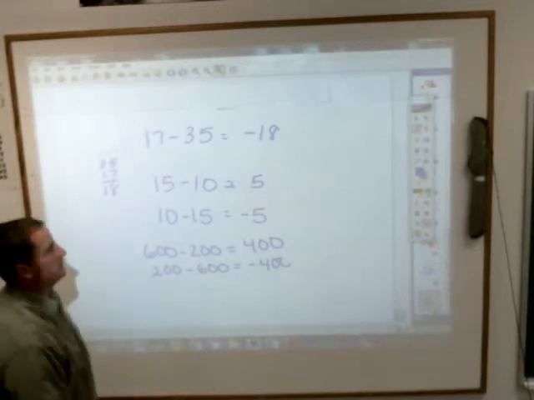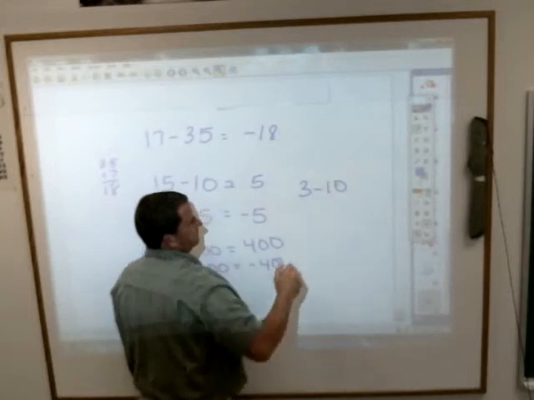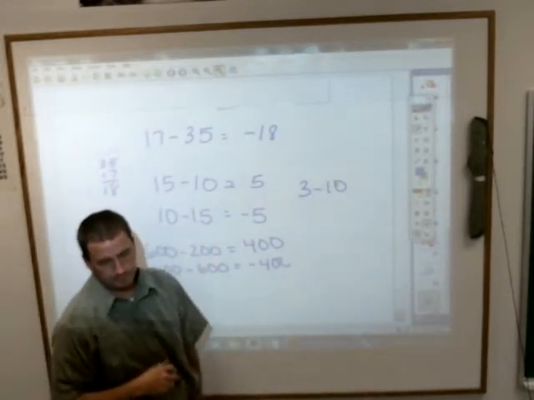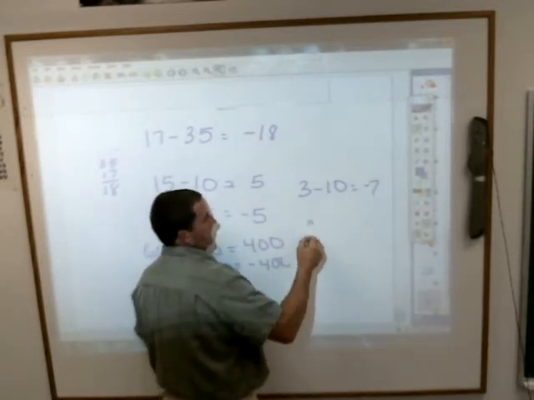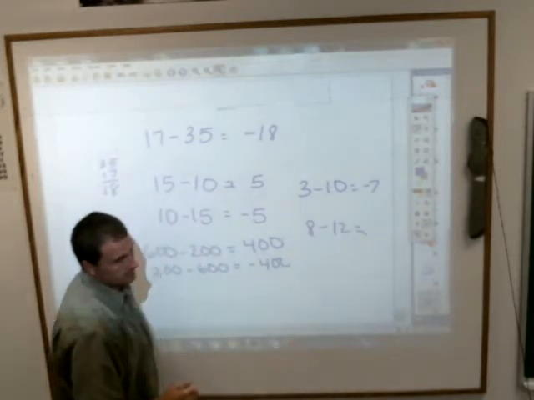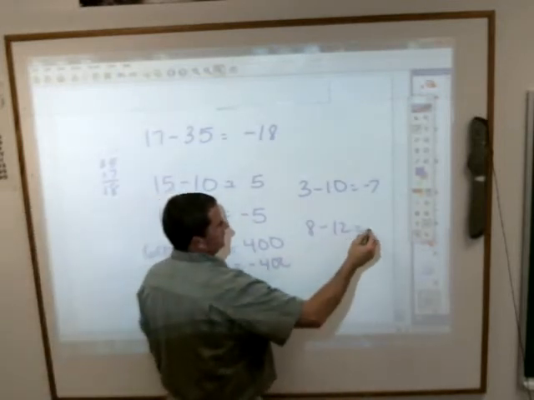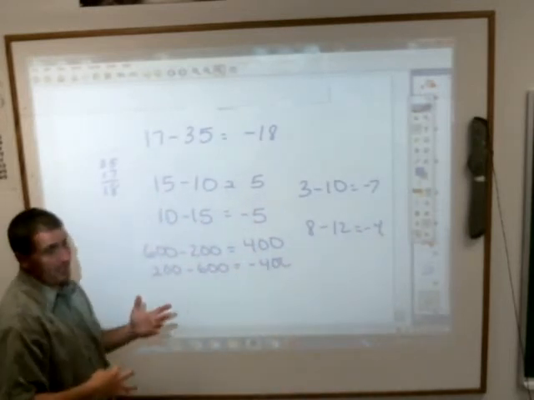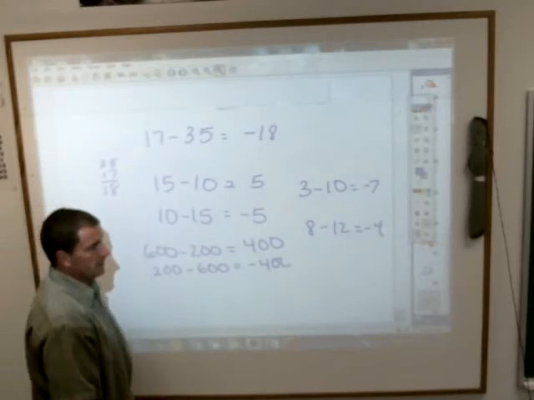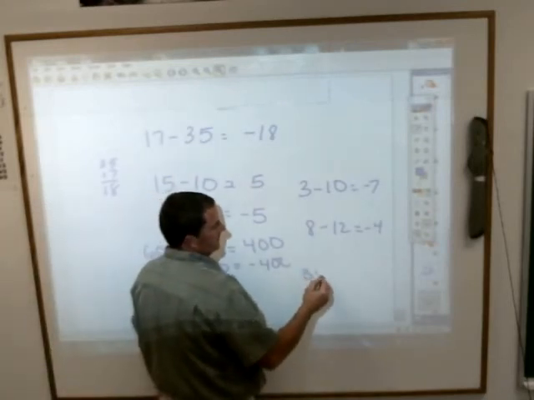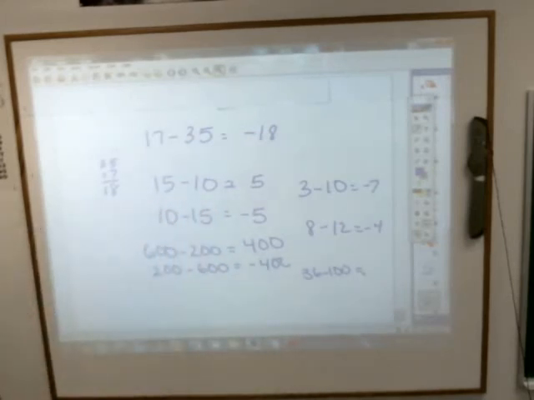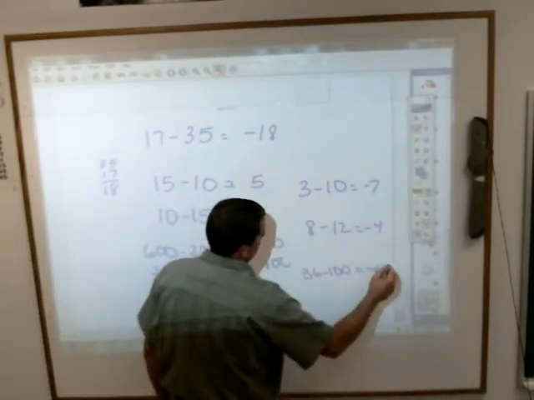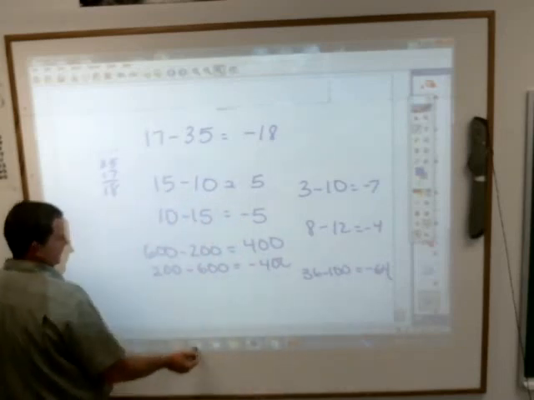Okay. So what about 3 minus 10? Caleb? Yep, a negative 7. What would be 8 minus 12? Grace? Negative 4. Negative 4. So you just have to think about, you're going to end up subtracting in both ways, you just gotta know whether it's negative or whether it's positive. 36 minus 100. Tougher one. Jacob? Negative 64. Negative 64. You are now well schooled in the area of positives.